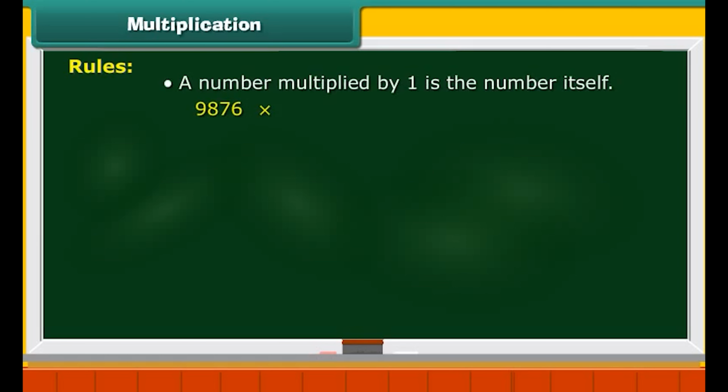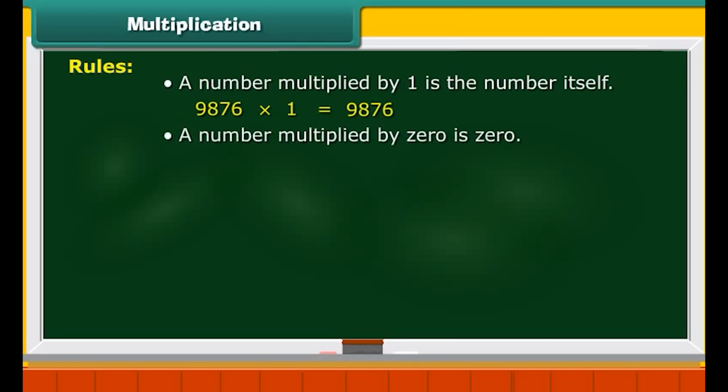9876 multiplied by 1 is equal to 9876. A number multiplied by 0 is 0. 5679 multiplied by 0 is equal to 0.